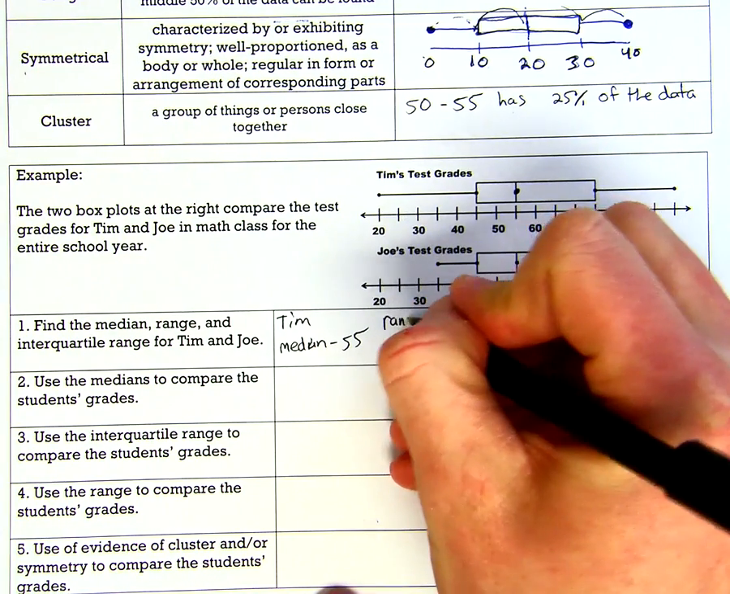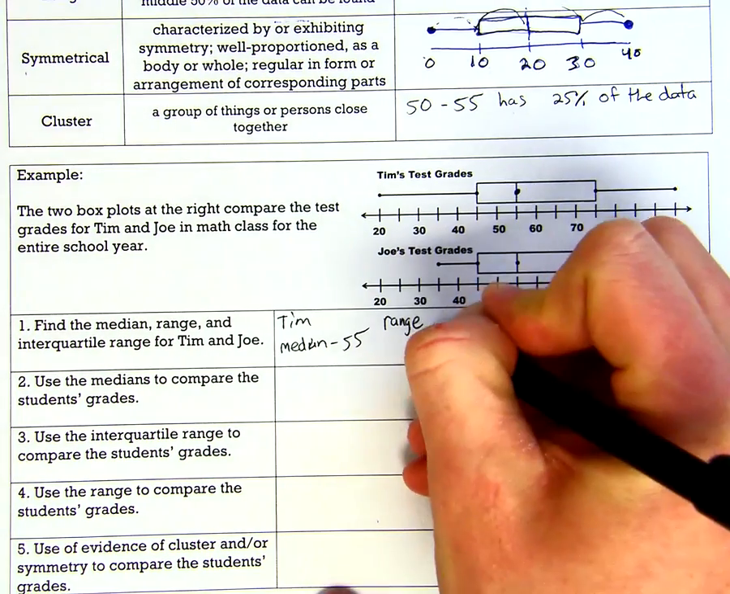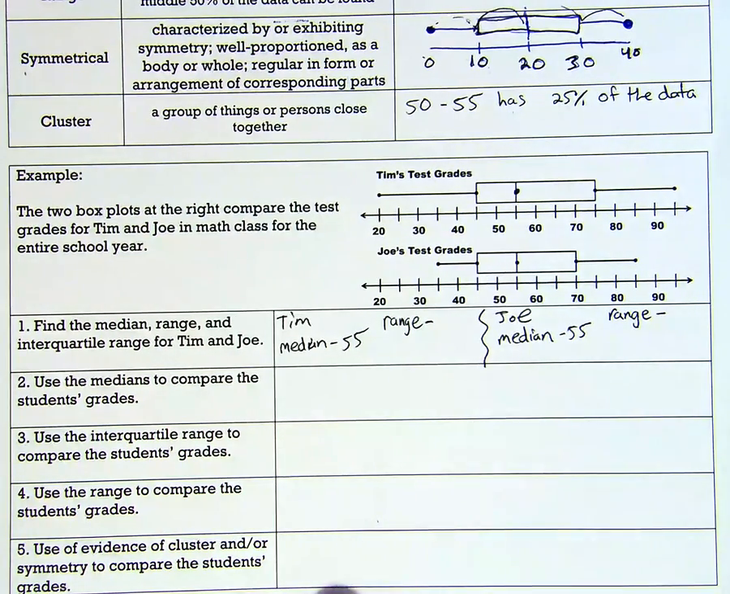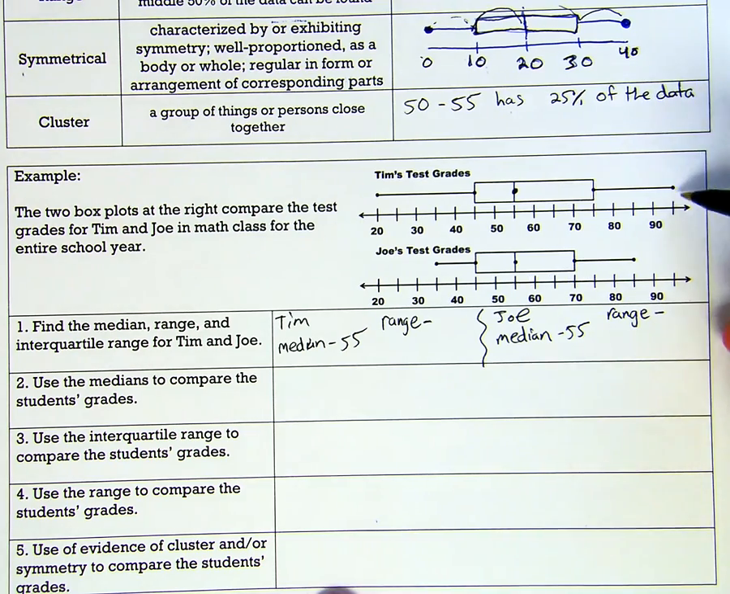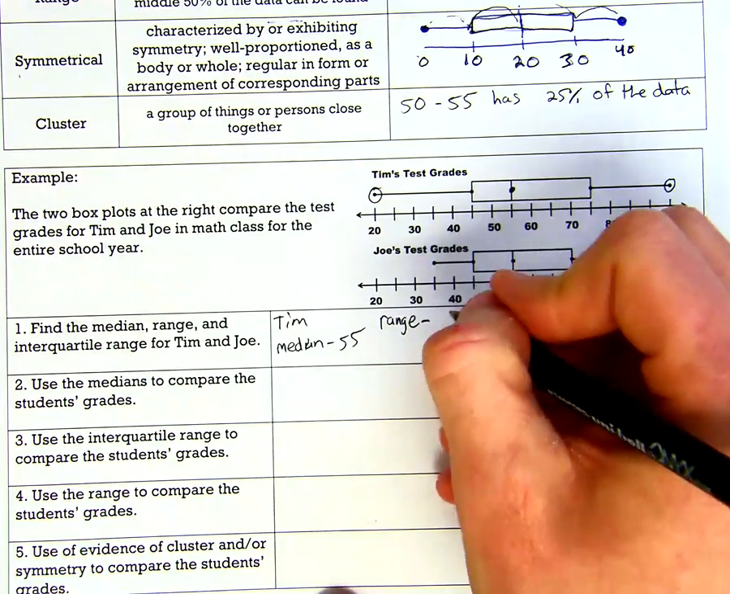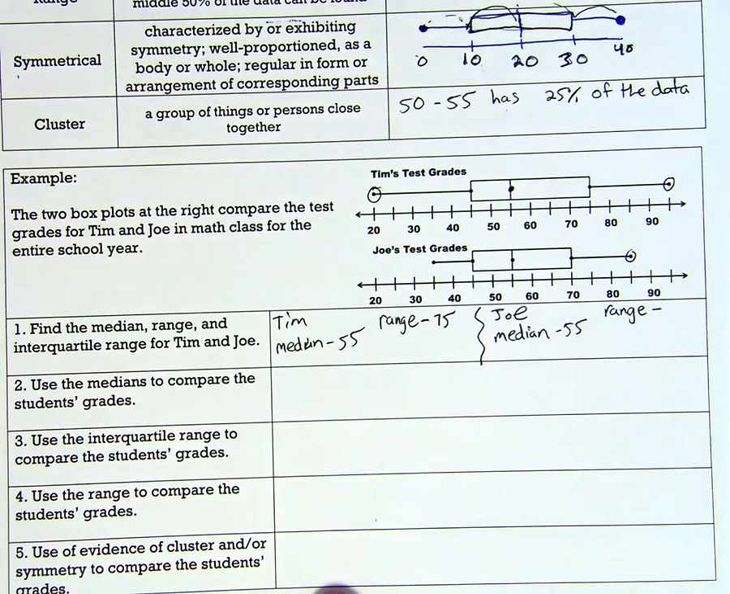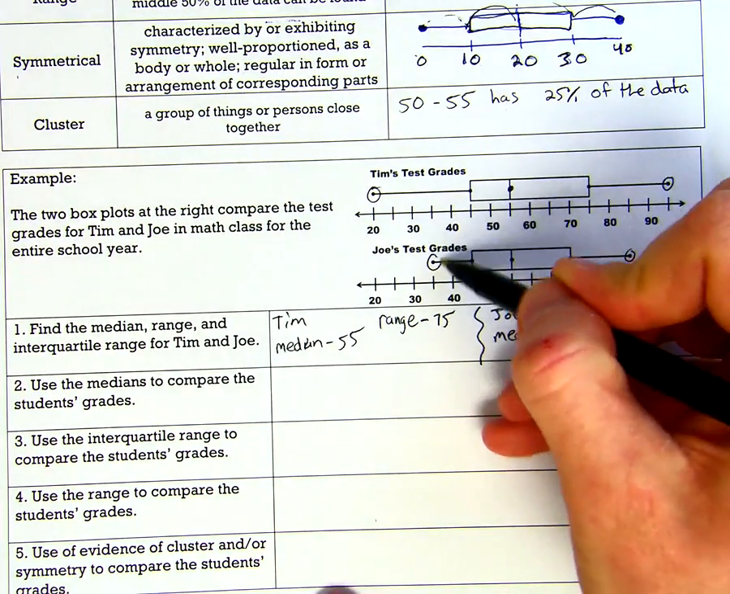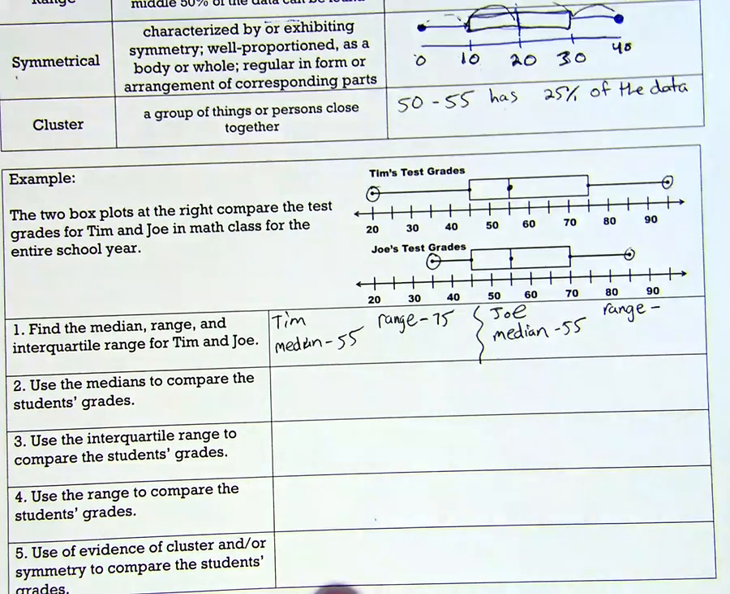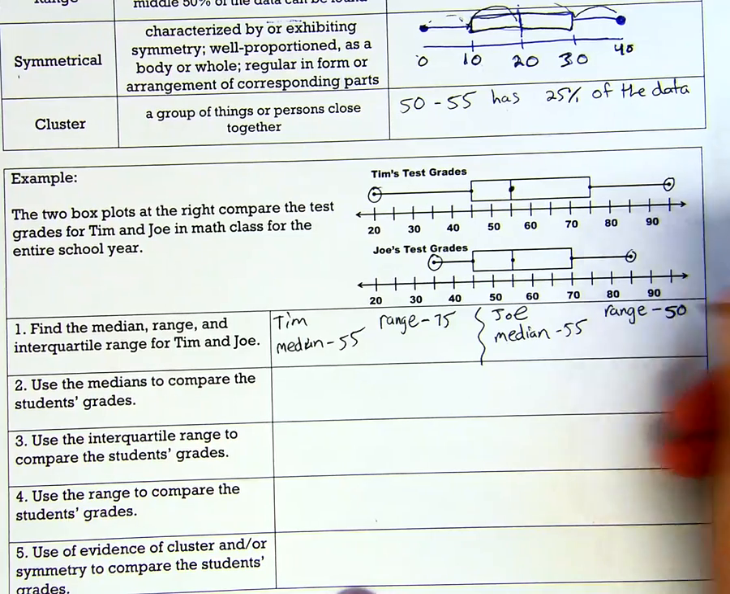Next, it asks me to find the range. Remember, the range is the upper extreme subtracted by the lower extreme. My upper extreme for Tim here is 95 and my lower extreme is 20. 95 minus 20 gives Tim a range of 75. For Joe, my upper extreme is 85 and the lower extreme is 35. 85 minus 35 is 50. He has a range of 50.